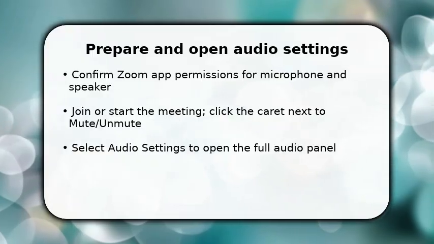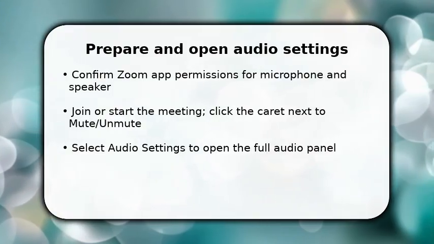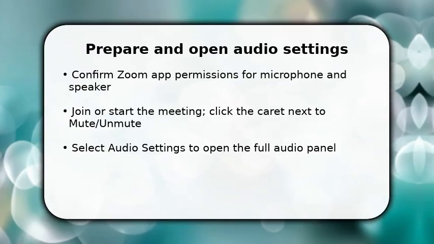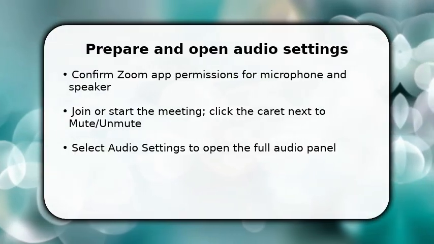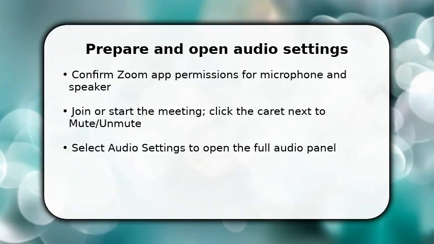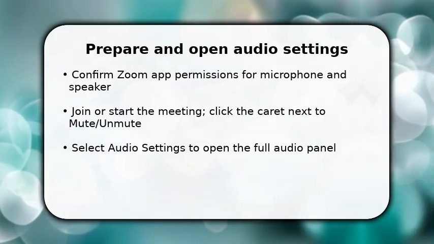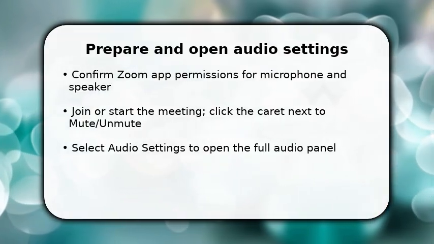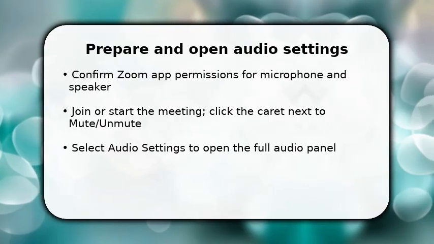You start by confirming permissions and opening Zoom's audio panel. Join the meeting and click the caret next to the mute button. This immediately exposes device choices. Once done, pick audio settings so you can see microphone and speaker selectors, input levels, and test buttons. Make sure the physical mic is plugged in or Bluetooth paired before continuing.